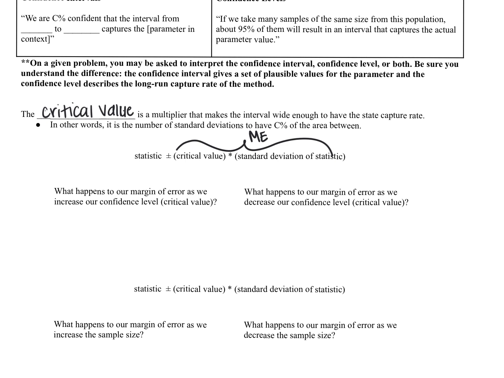Make it bigger or smaller? If you keep increasing your critical value. You have a 50-50 shot. It makes it bigger. So if you increase your confidence level, you increase your margin of error, which means you have a wider confidence interval.